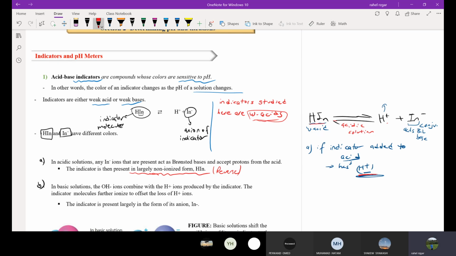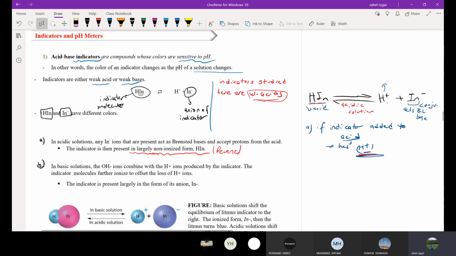If an indicator is put into an acid, the shift will be reversed, it will become HIN. That's why it will have a color.